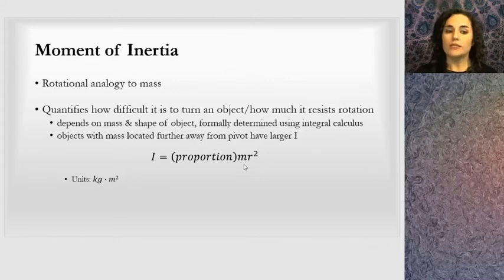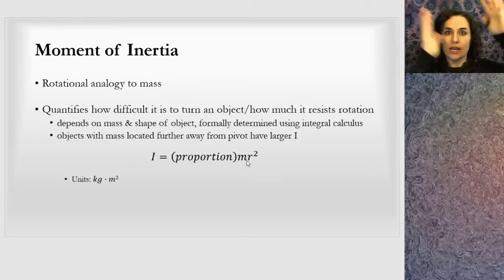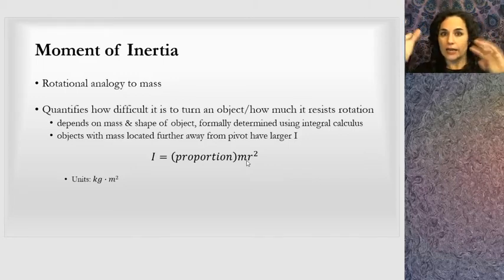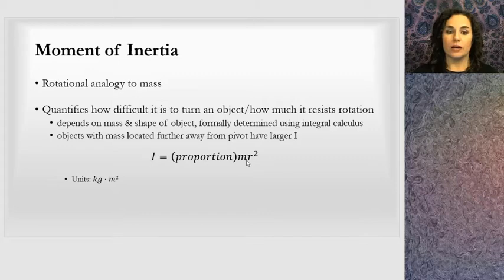And so we need to quantify not only how much mass there is, but how far that mass is away from the pivot point. It depends on the shape of the object, therefore. If there's lots of mass and large radii or small radii, it depends on the dimensions of the object. And the formal definition is using integral calculus, but you will not be required to do that for general physics.